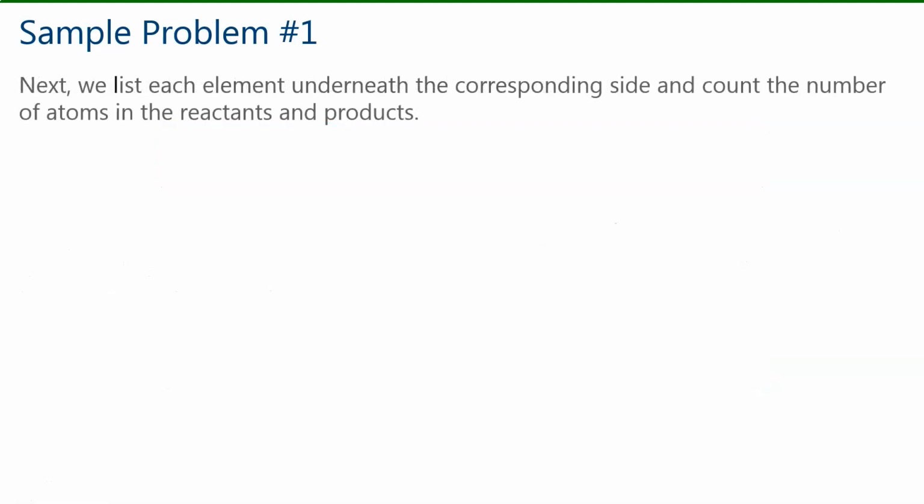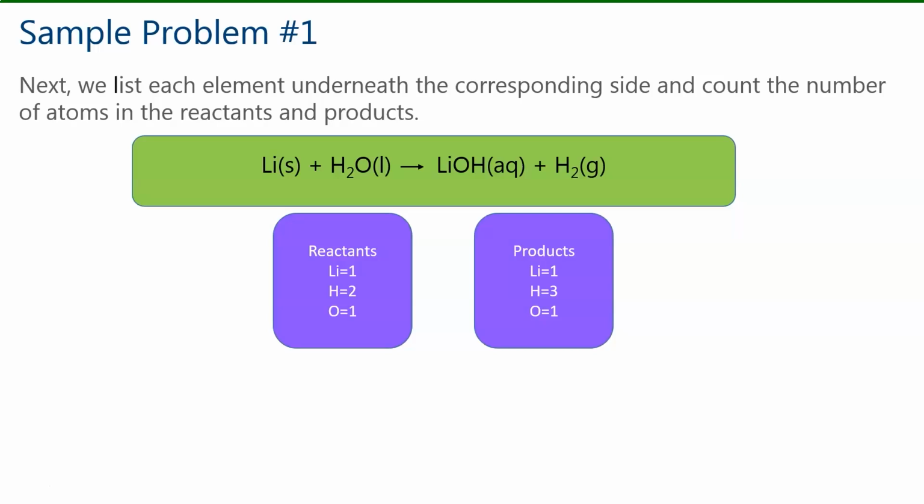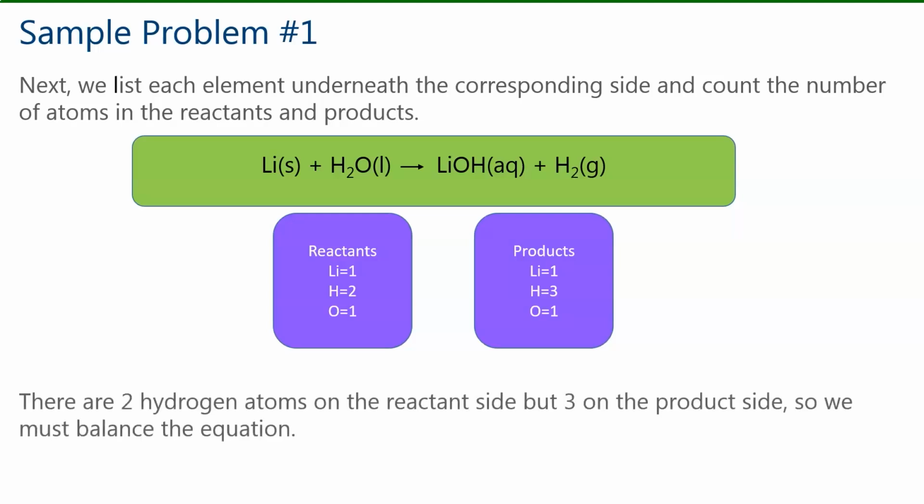Next, we list each element underneath the corresponding side and count the number of atoms in the reactants and products. On our reactant side, we have 1 lithium, 2 hydrogen, and 1 oxygen. On our product side, we have 1 lithium, 3 hydrogen, and 1 oxygen. So this is not balanced. There are 2 hydrogen atoms on the reactant side, but 3 on the product side, so we must balance this equation.